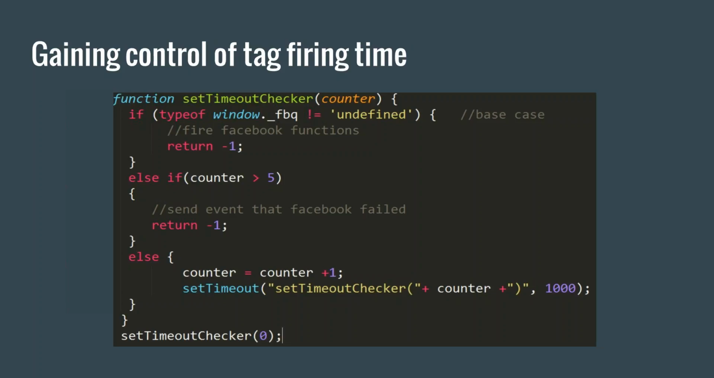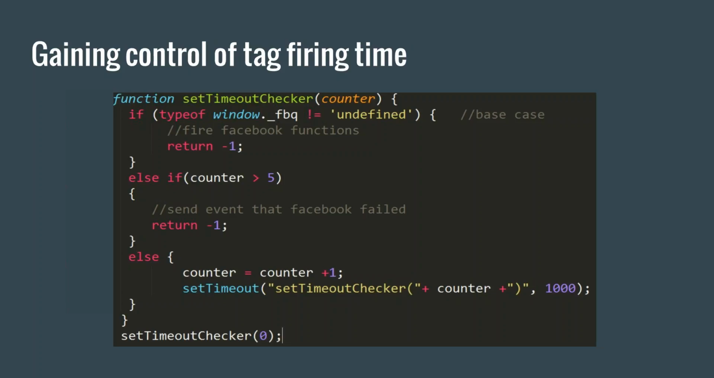Else, if we've gone through this thing 5 times, if we've run this code 5 different times and we still haven't gotten the Facebook thing defined, let's return again. We've gone through this and we've tried. And then this last part is the interesting part, in that we're adding 1 to our counter, which was passed in, and then we call what's called a set timeout. And then recall the function with the counter increased by 1.